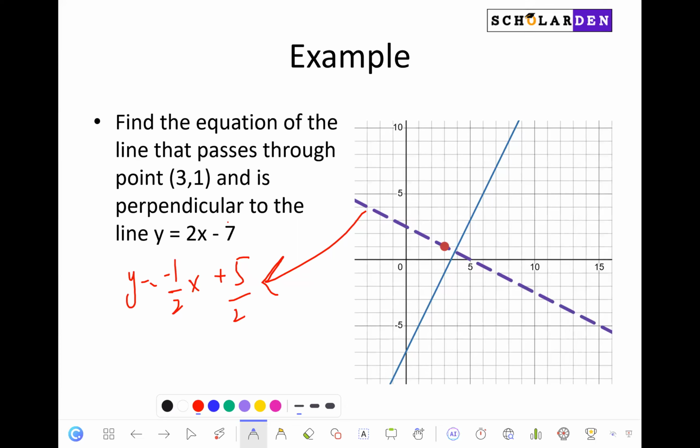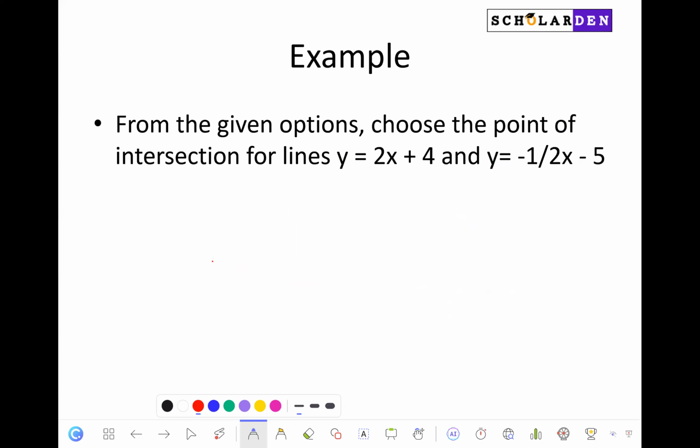Moving forward, for this problem, I'm going to let you solve it at your own time. So I want you to write this down, and I'm just going to give you the method for this. From the given options, choose the point of intersection for the lines y is equal to x minus 4 and y is equal to -1/2x minus 5, and the options are not given to you.